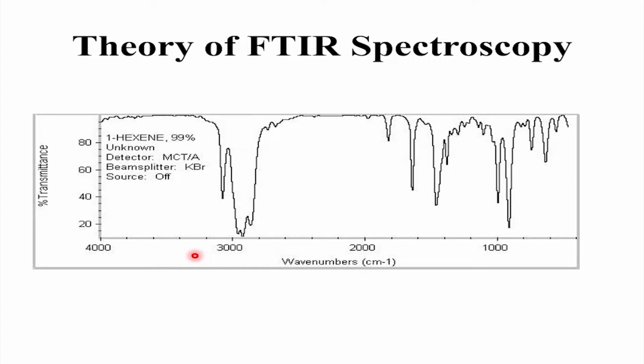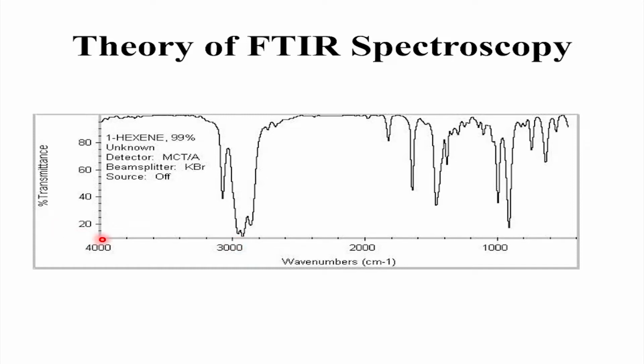You have wave number on the x-axis and percentage transmittance on the y-axis. So wave number is nothing but the inverse of wavelength, or you can say each point on this x-axis represents a wavelength or a frequency or an energy. So 4000 centimeter inverse means there is a particular energy corresponding to that. 3000 centimeter inverse means there is a particular energy corresponding to that.